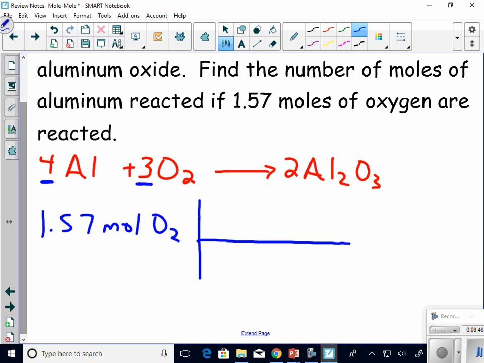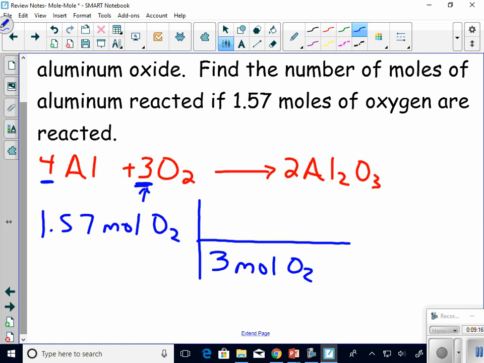Now, what do I want to cancel out? Moles of oxygen. So I'm going to put that where? Numerator or denominator? Top or bottom? Bottom. So I'm going to put 3 moles of oxygen. Where did I get that 3 at? From my balanced chemical equation. Right there is where the 3 came from.